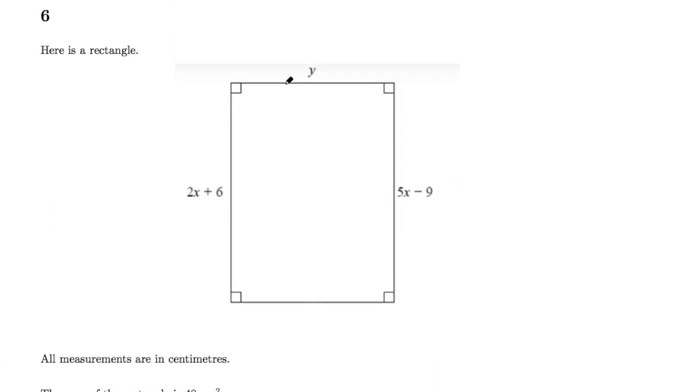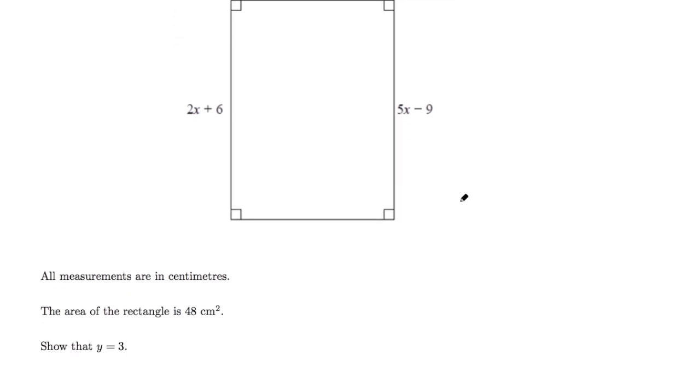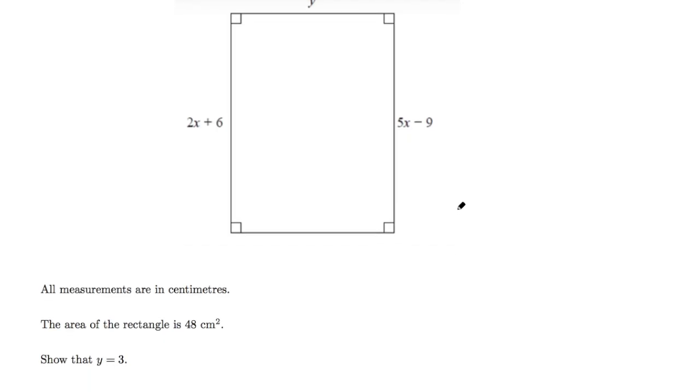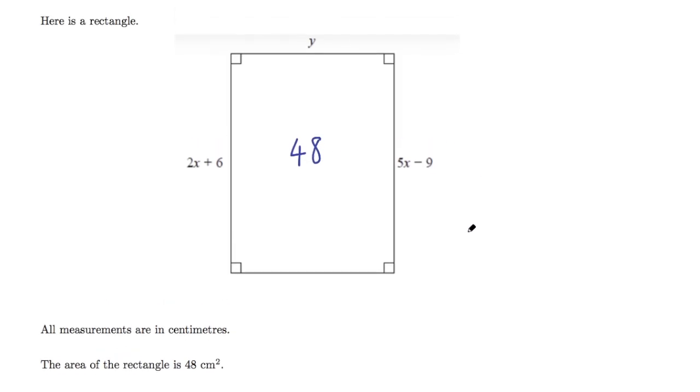Okay, question 6 says, here's a rectangle. All the measurements are in centimetres. The area of the rectangle is 48 centimetres squared. Show that y equals 3. Okay, so they're telling us y equals 3, and we know the area is 48 centimetres squared.